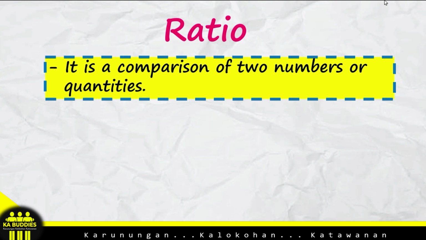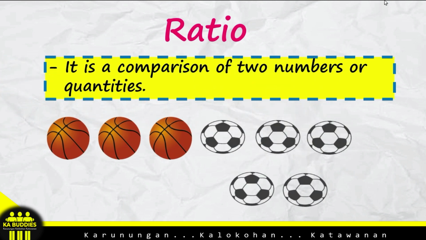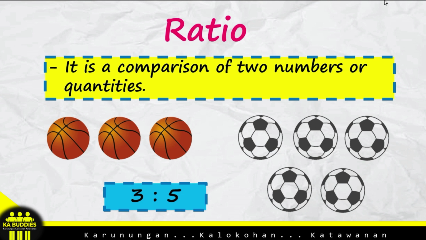So let us have this example. So I have here a set of basketballs and a set of soccer balls. What we are going to do is to count the number of basketballs and the number of soccer balls. So we have 3 basketballs and 5 soccer balls. So therefore, the ratio of basketballs to soccer balls is 3 to 5. So that's the meaning of ratio.